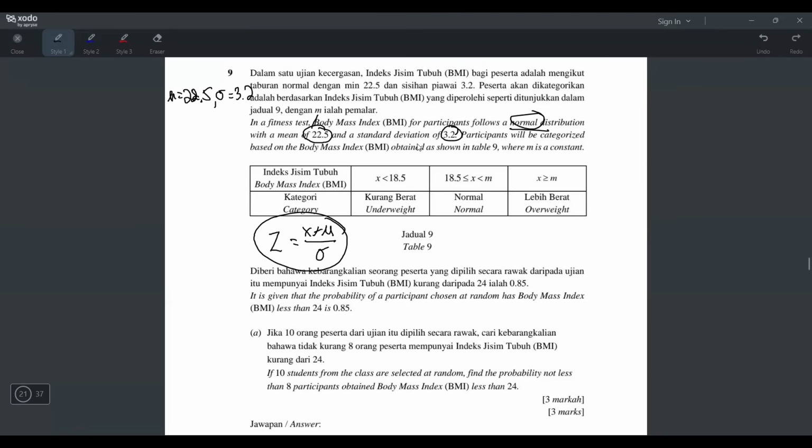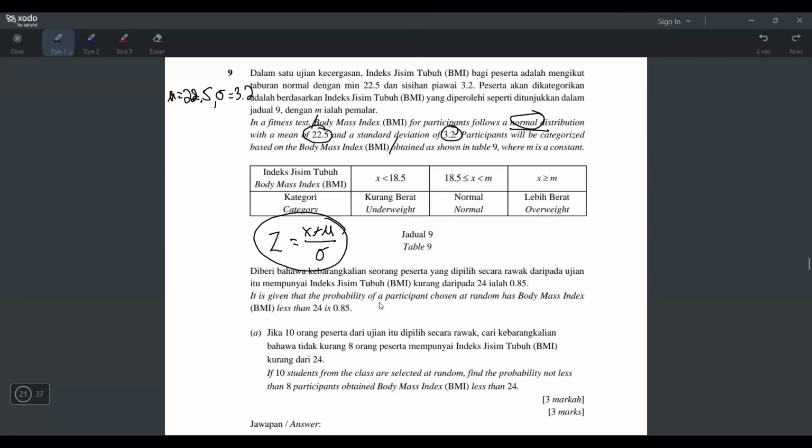Participant will be categorized based on the BMI obtained as shown in table 9, where M is constant. So for category, we have underweight, normal weight, and overweight. Underweight is for students with BMI less than 18.5. But if your BMI is in between 18.5 and M, then you are considered normal weight. And if your BMI is more than or equals M, then you are definitely overweight. Okay, I understand so far so good.